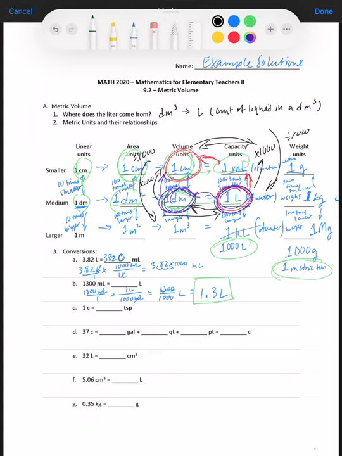All right, so this next one is a problem from the first section.